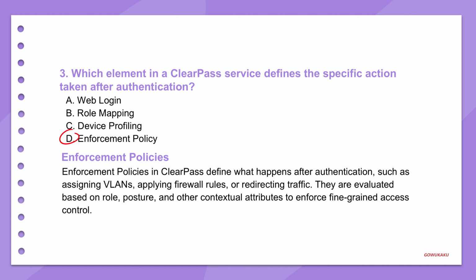RADIUS, okay. The universal translator for network access. Makes sense. So Policy Manager makes smart calls, RADIUS carries the message. But what specific, tangible actions can ClearPass actually take once someone's authenticated? Or denied even?